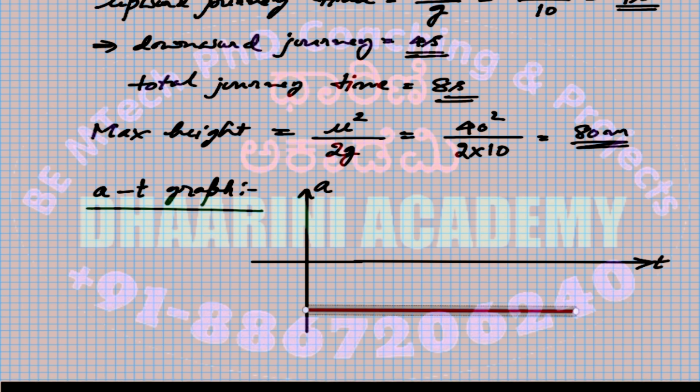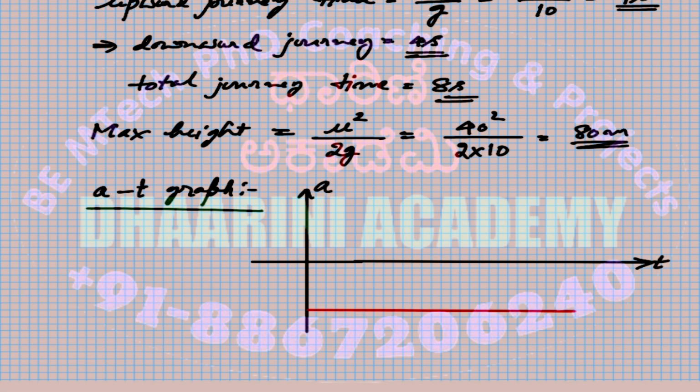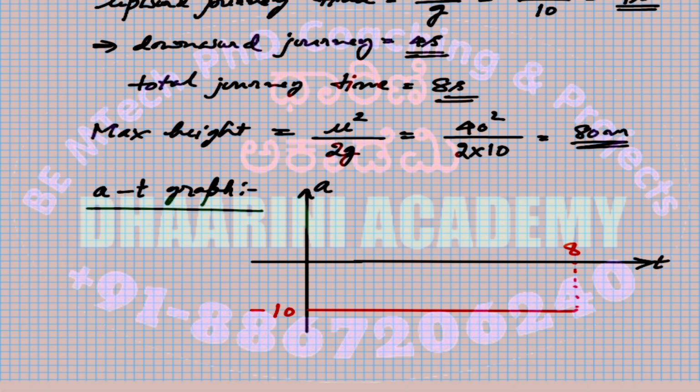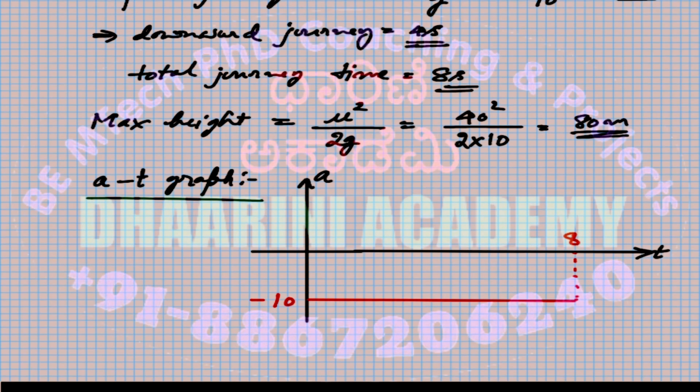So what I need to mention specifically here is, what is this value? This value will be -10. And up to what time is this going to act? That also I need to be specific. So this is 8 seconds, right? So this is the exact graph of the particle's motion in this problem. This is the first graph.